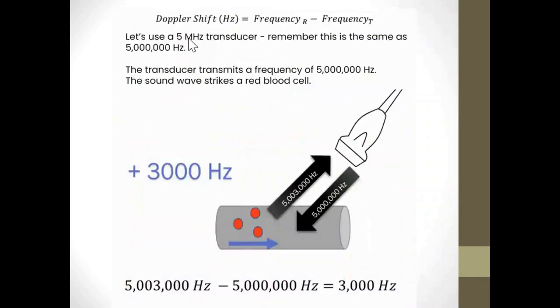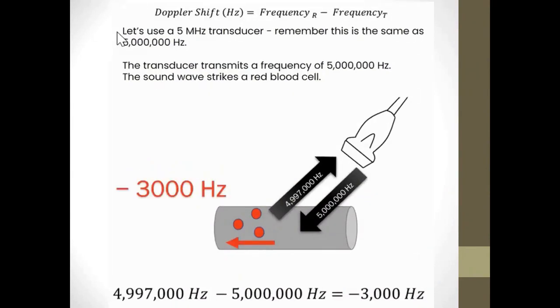If you transmit at a frequency of 5 megahertz, you will receive a frequency of 5 megahertz and an additional 3,000 hertz. Therefore, you have a difference of plus 3,000 hertz, which is known as the Doppler shift for that specific moment, because the direction is towards the transducer. If it is moving away from the transducer, the reflected frequency will be lower, resulting in a difference of minus 3,000 hertz. Because you transmitted at 5 megahertz and received approximately 4,997,000 hertz. This phenomenon is what occurs in Doppler imaging.